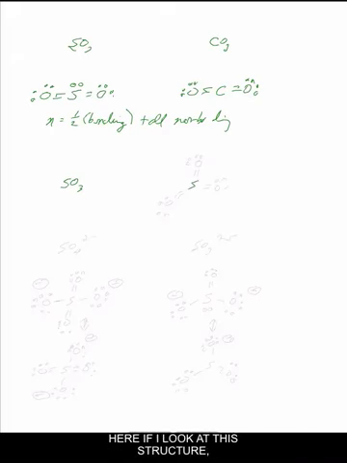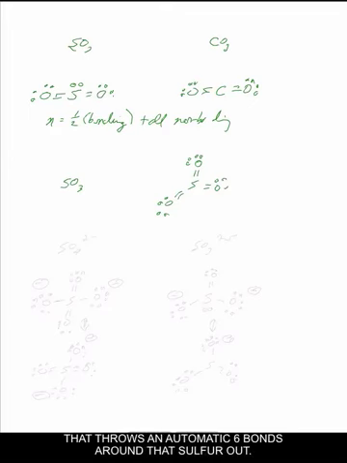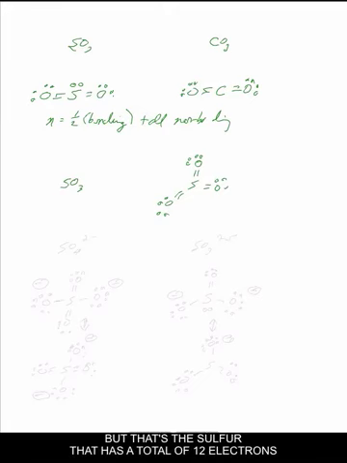Another example of this might be sulfur trioxide. Here, if I look at this structure, again, I'm going to follow this important rule because so many of these structures do have oxygen in them. Let's always satisfy oxygen's need for 2 bonds and 2 sets of non-bonders. That throws an automatic 6 bonds around that sulfur atom. However, that's a total of 12 bonding electrons. Half of 12 is 6. That's a neutral sulfur. But that's a sulfur that has a total of 12 electrons in its valence shell, far more than 8.